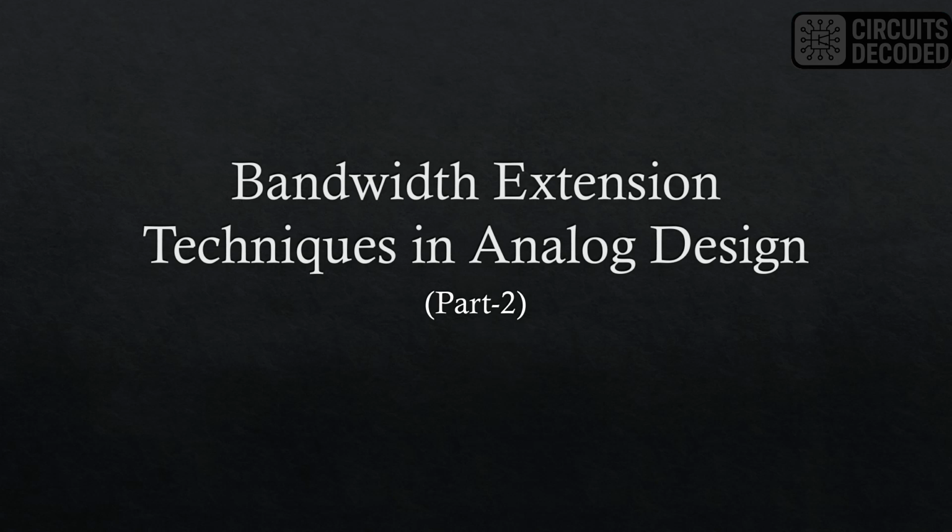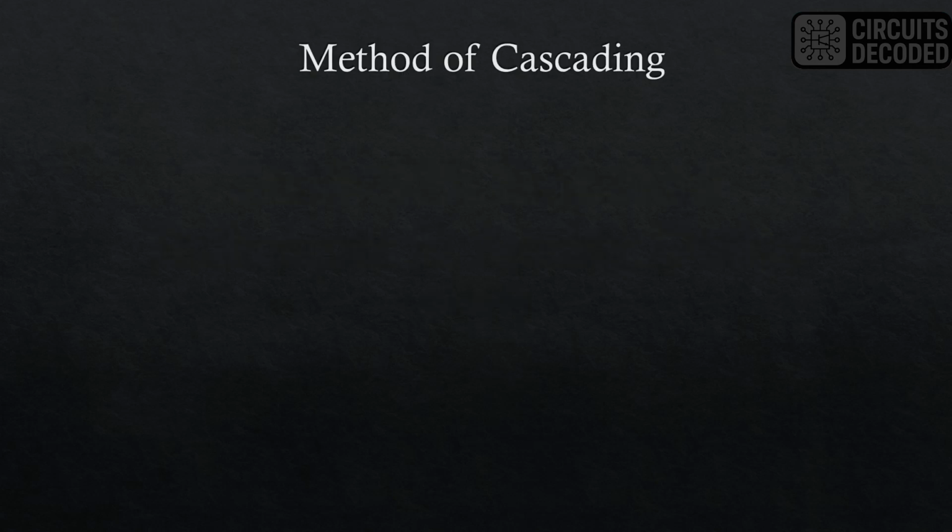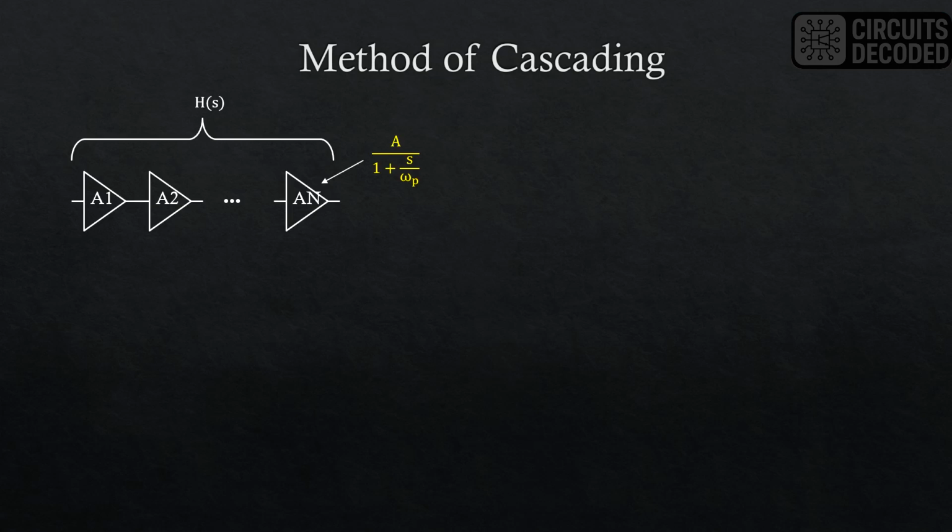In this video, we'll see another open loop technique by which the overall system bandwidth can be extended to some degree. The technique is simply to cascade identical amplifiers in series. To see how this cascade helps to increase the bandwidth, we need to look at the overall transfer function.